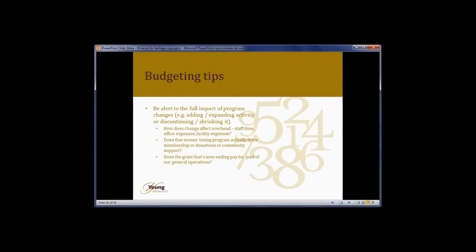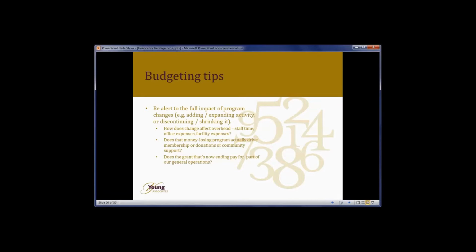Another thought would be to be alert to the full impact of program changes. So when you're adding new activities or extending or expanding something or discontinuing or shrinking, you need to think through how this change affects every aspect of the organization. You've got to consider the impact on staff time, volunteer time, office expenses, facility expenses, all of the ancillary things that make any given program or project work. You've got to consider whether something that might be, on the face of it, money losing is actually a favorite thing out there that drives support for the organization.